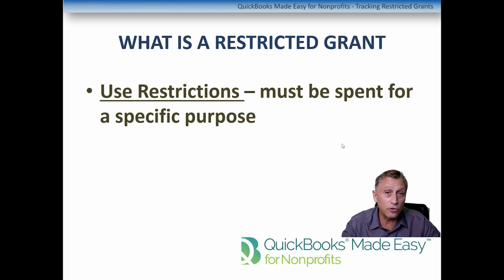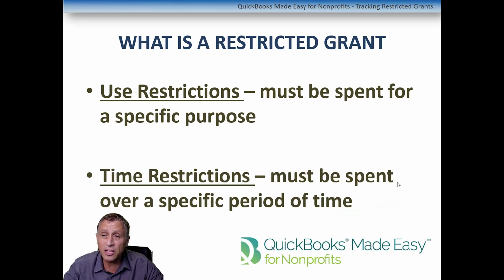Now, sometimes you'll get a grant and it'll say spend it for the mission of your organization, spend it on helping children or something. That's too general. It has to be a little bit more specific. Spend it on this program or spend it for this particular purpose or spend it on these line items. Then it's use restricted. Okay.